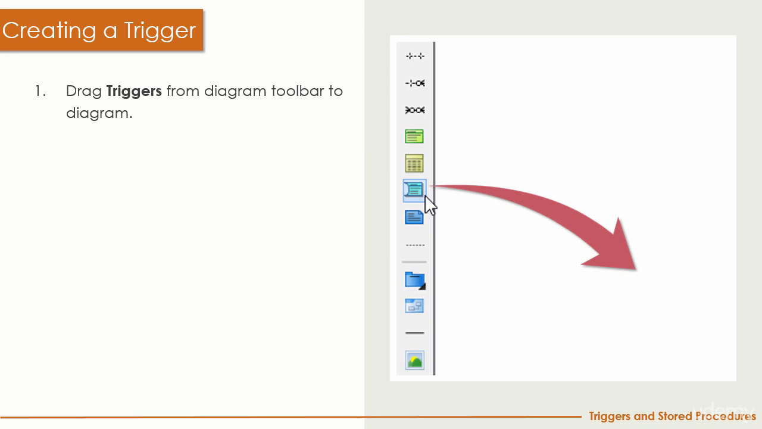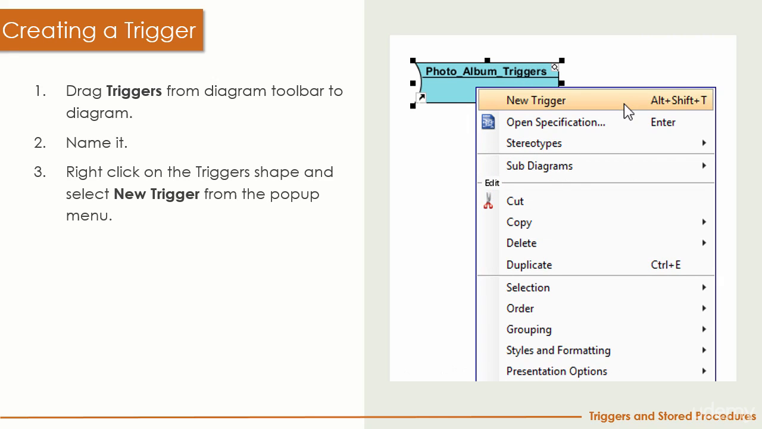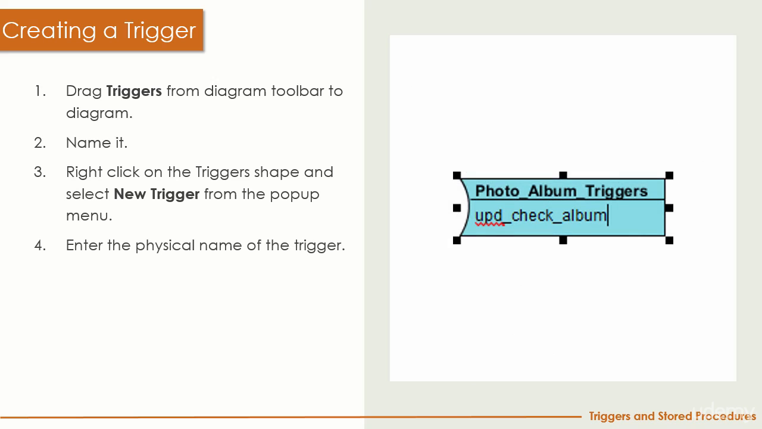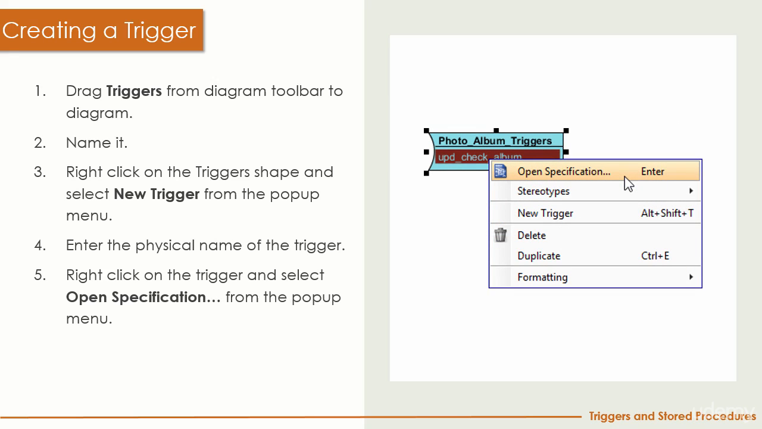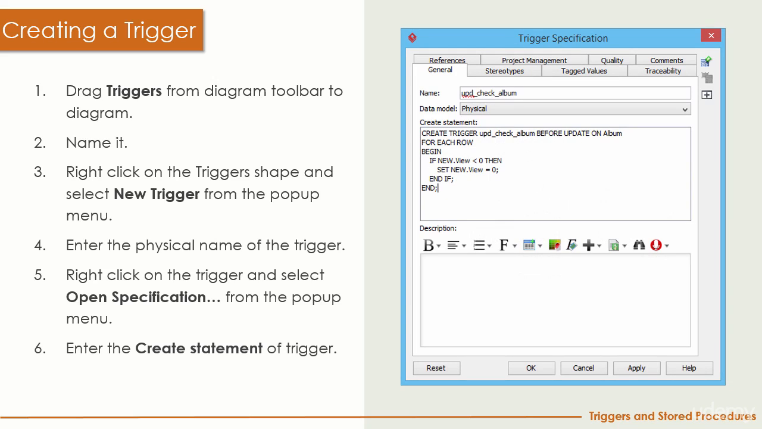To create a trigger in Visual Paradigm is easy. You just go to the triggers item on the toolbar, drag and drop it into the diagram, and then you create the triggers. Please note that this is triggers, not a single trigger. It is a container of a set of triggers, so the triggers is a logical container. Then you can write a lot of triggers inside. After you give the name of the triggers, you can right click to create a new trigger, and you can also use the shortcut key Alt+Shift+T pressed together. Then you enter the name of the trigger, and again you right click on the trigger and open the specification, or you press enter. Then you go to the specification dialog box to enter your trigger, and after that you can click OK to finish the trigger creation.